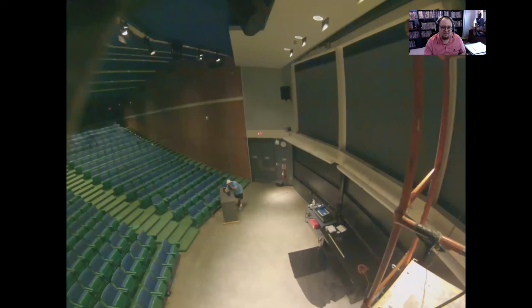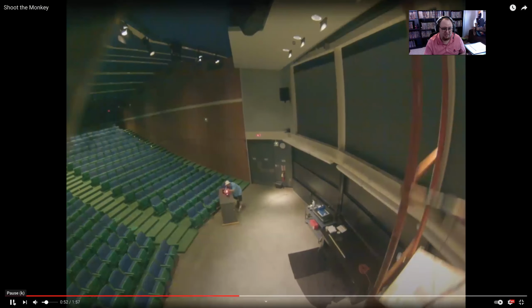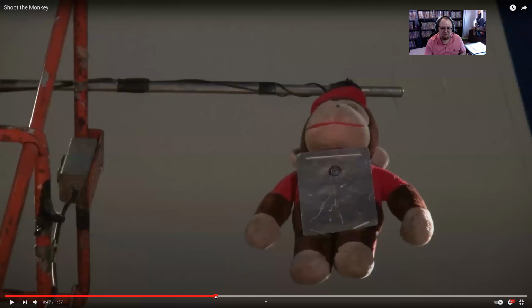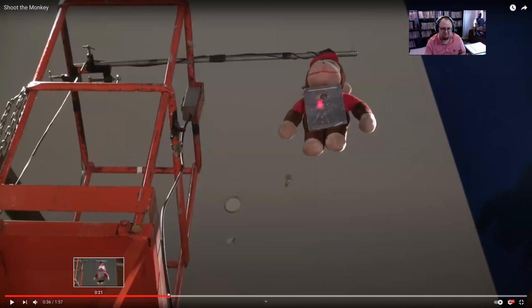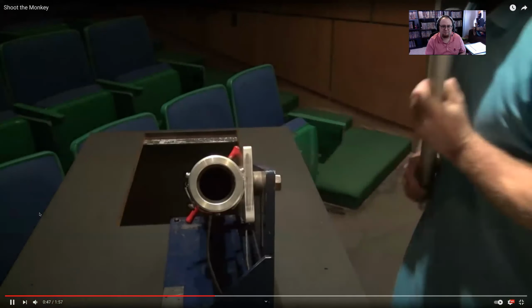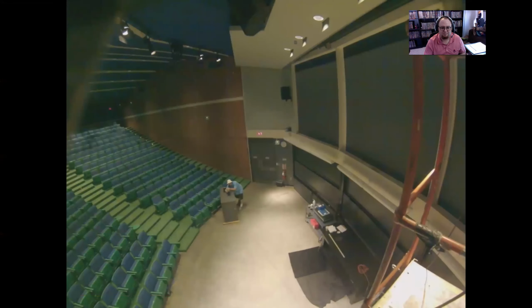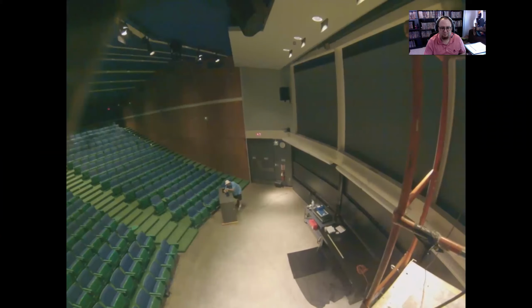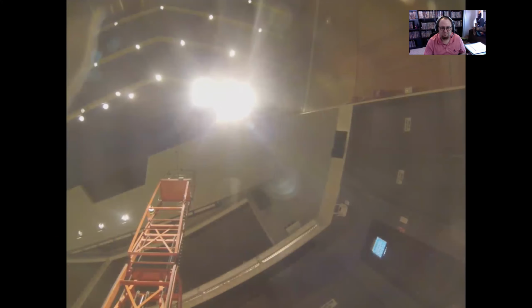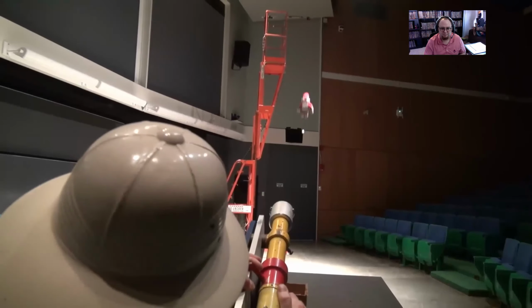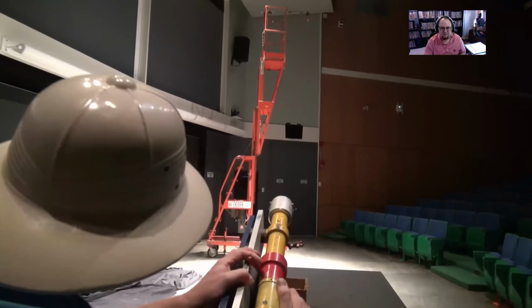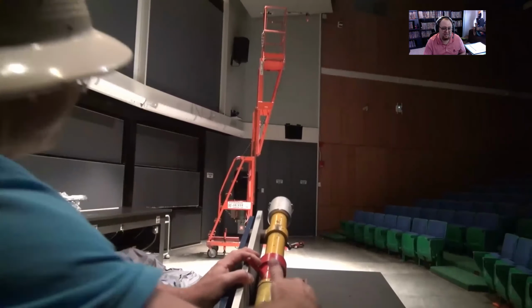And so right now that was aimed directly at the monkey. It wasn't below it. I should have paused a second later, but it was aimed right at it. You could see that from the sight. And so let's look at what happens when it fires. Aiming directly at it, you hit it.